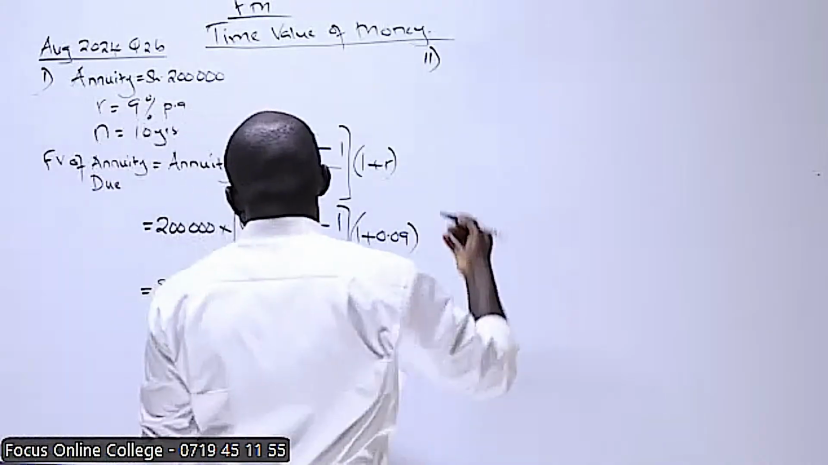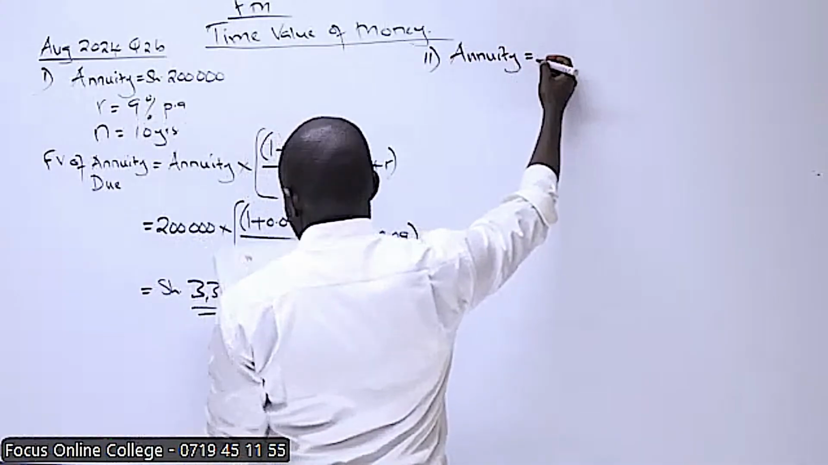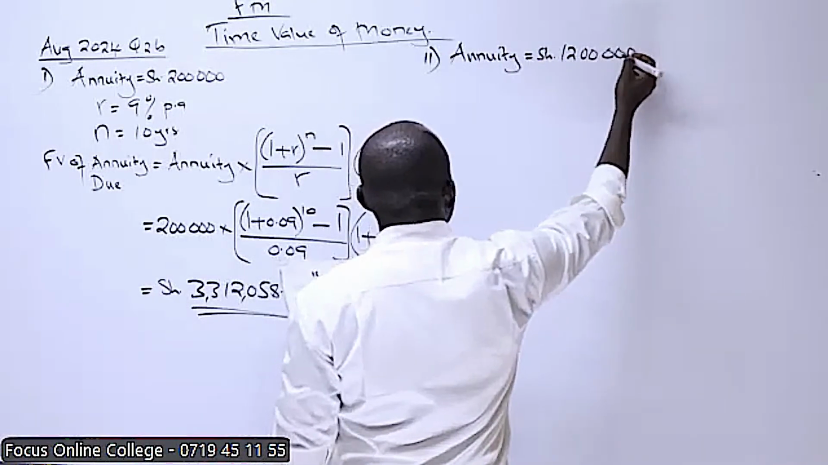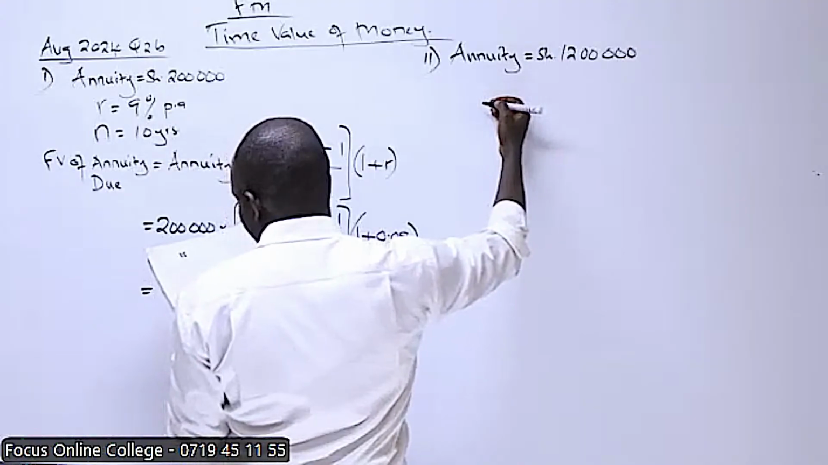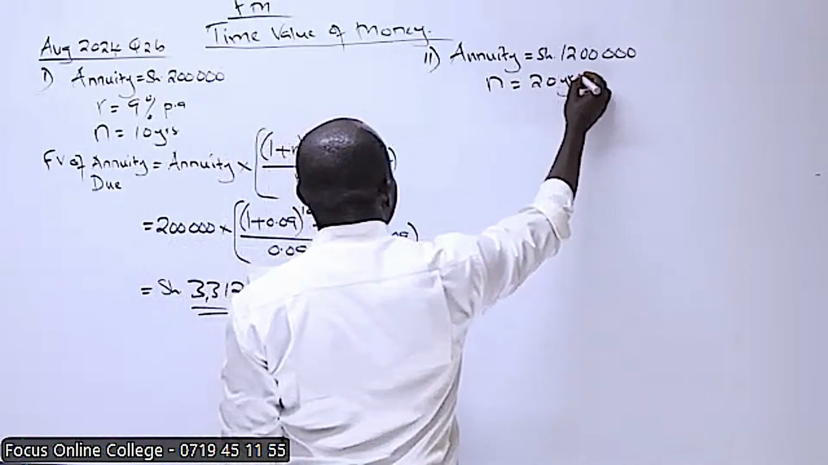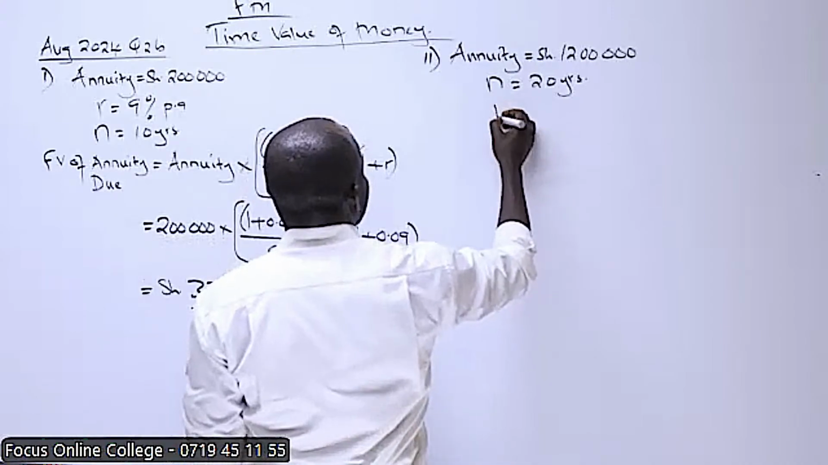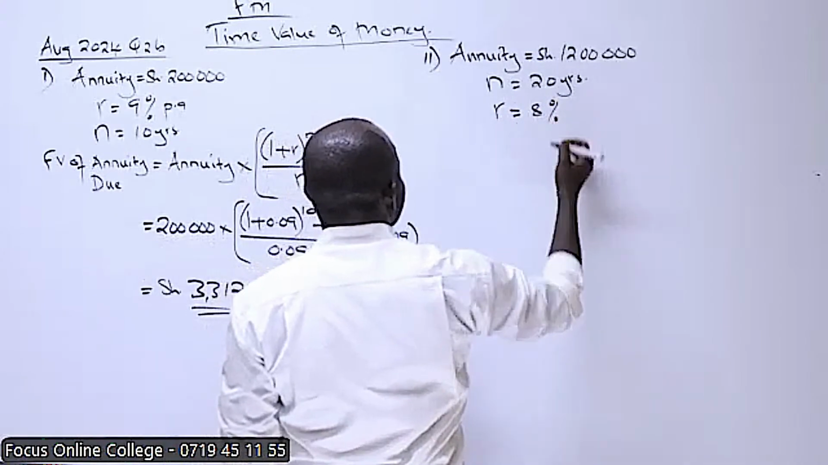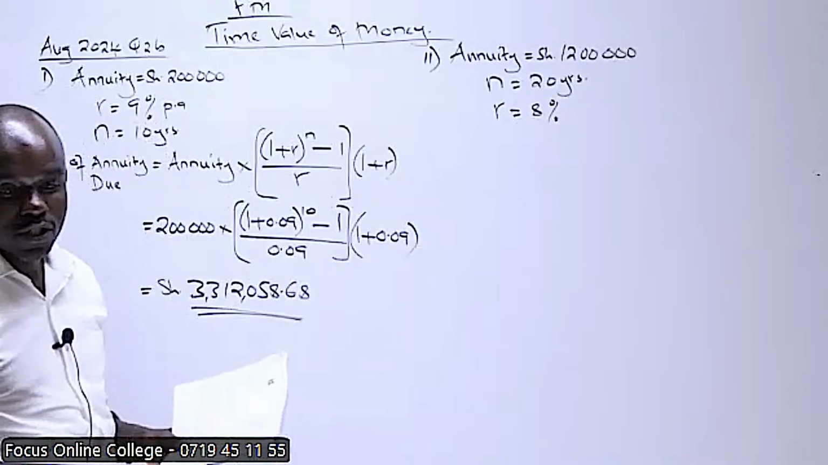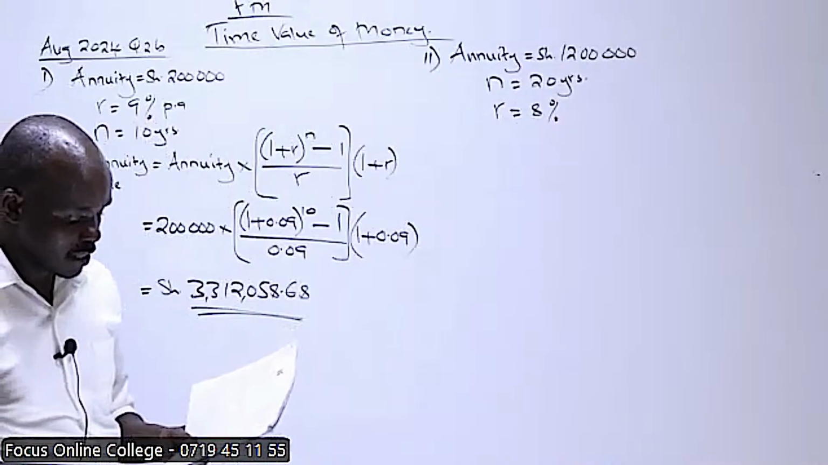So here we will say the annuity is 1.2 million payable for 20 years. The period is 20 years at an interest rate of 8% per annum. And we're looking at the present value of the 1.2 million annuity payable for 20 years at an interest rate of 8% per annum.